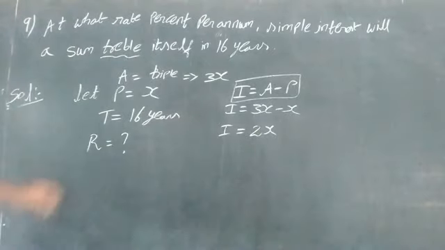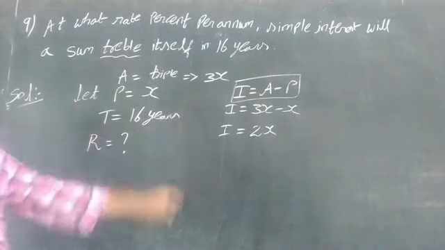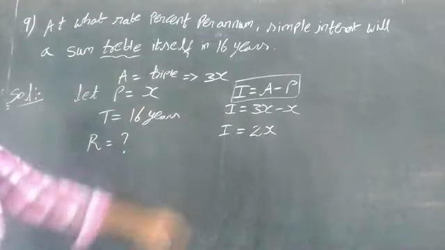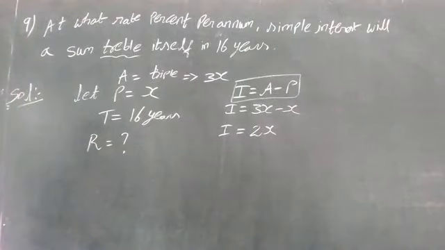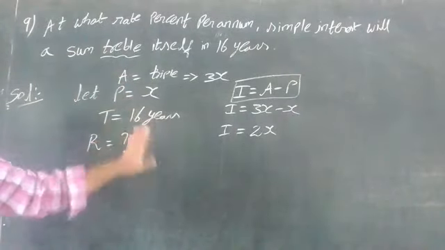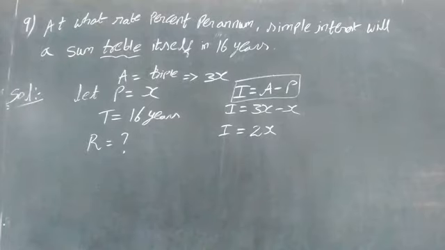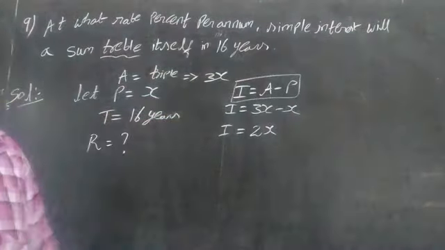Once again, listen to this sum. The amount is given to find interest, so from that we find the interest. How much triple it is is not mentioned, that's why I am taking it as x. So I is equal to A minus P, 3x minus x, which is 2x.